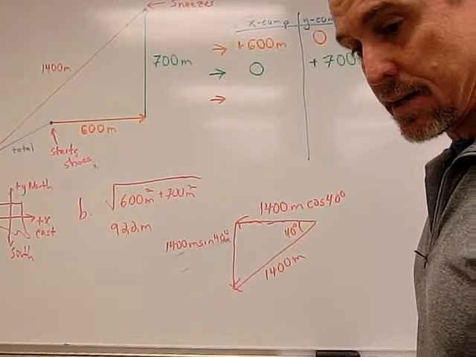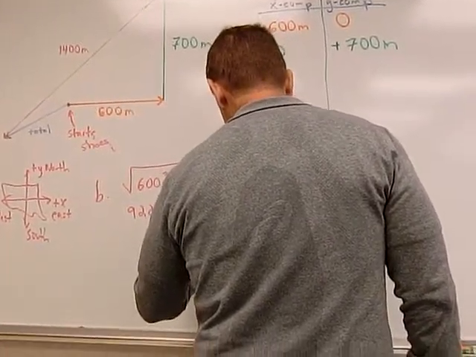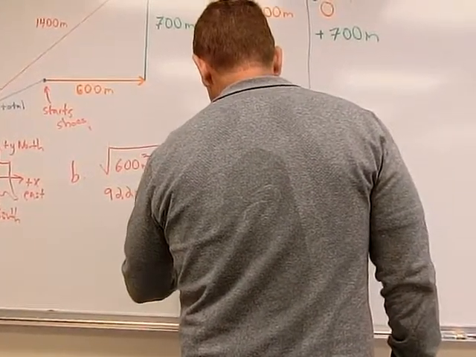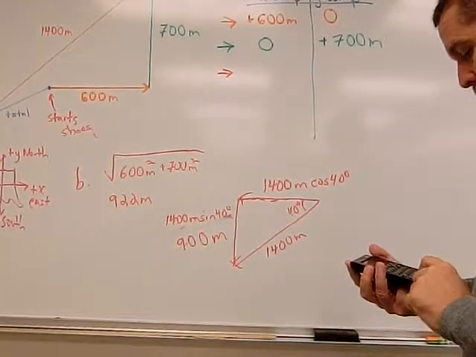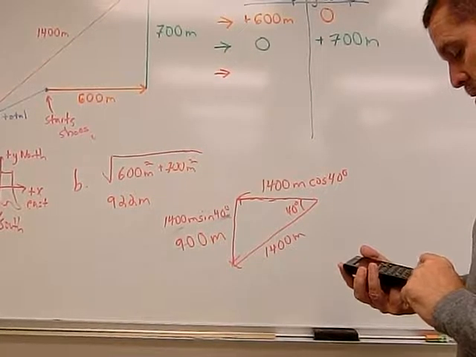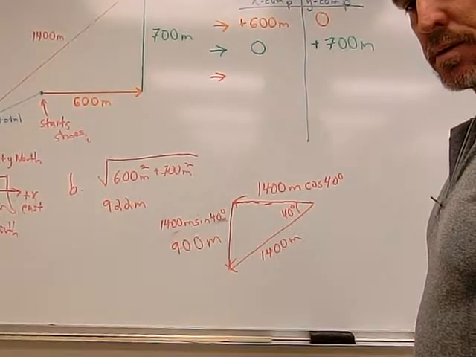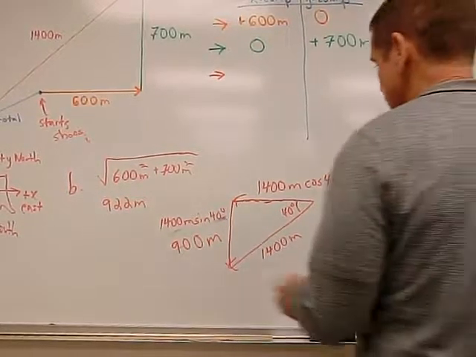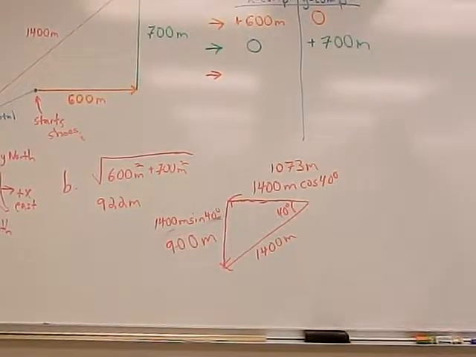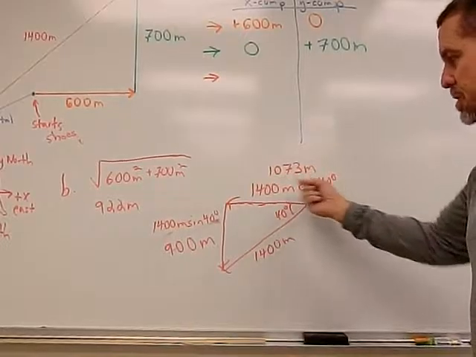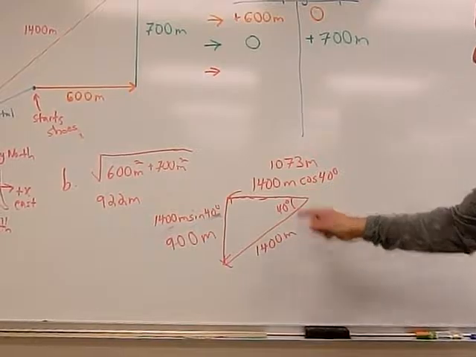So for this guy, I get 899. I get 900 exactly. 900 meters. For this guy, cosine. This guy, I get 1073. Okay. And so we're breaking this triangle up into its horizontal and vertical components. This guy's adjacent, so he's the cosine.